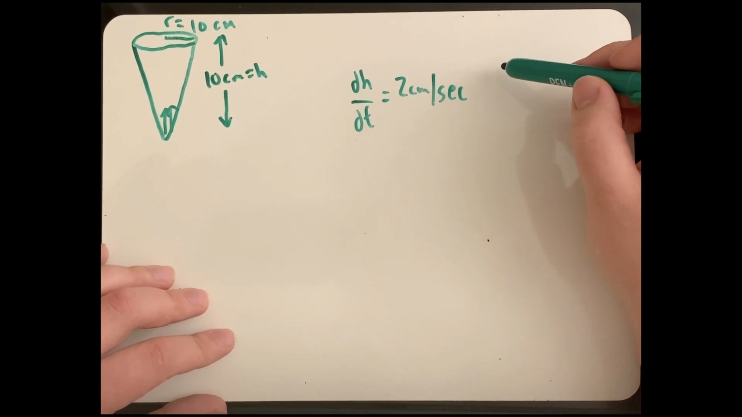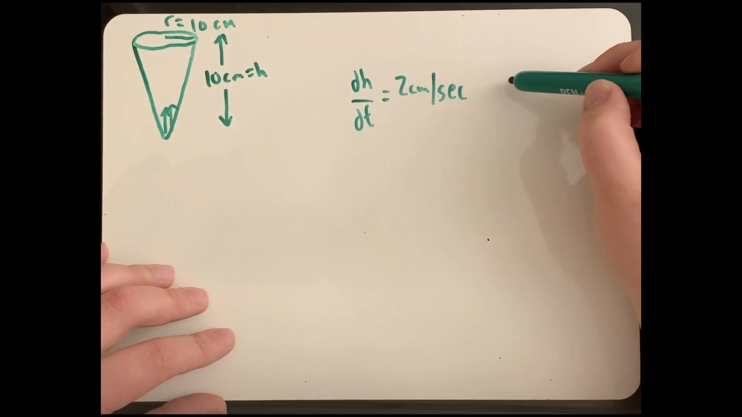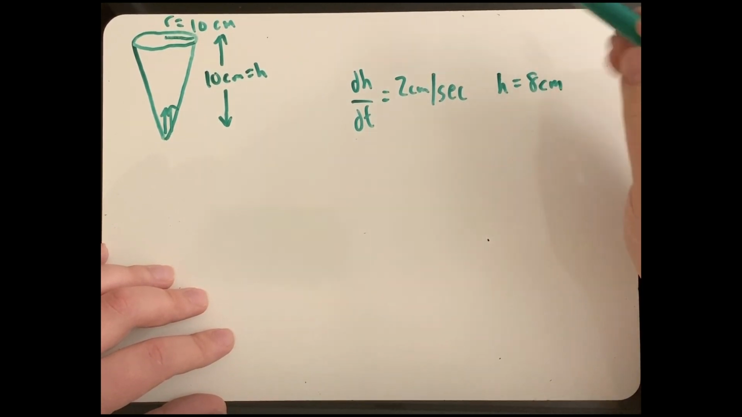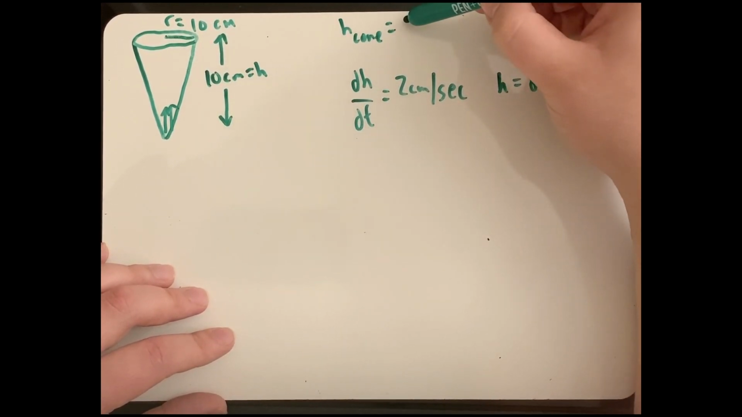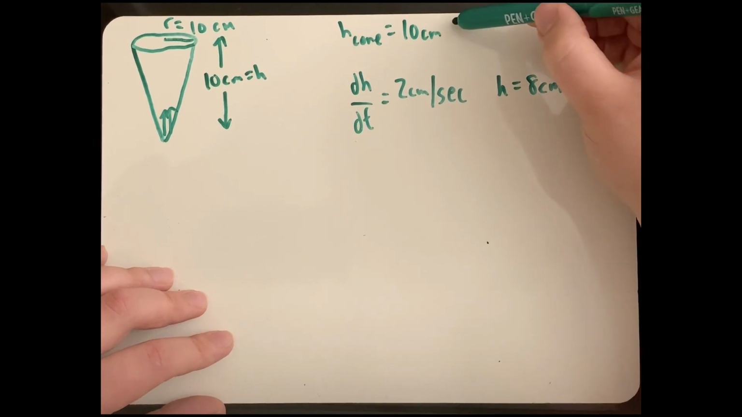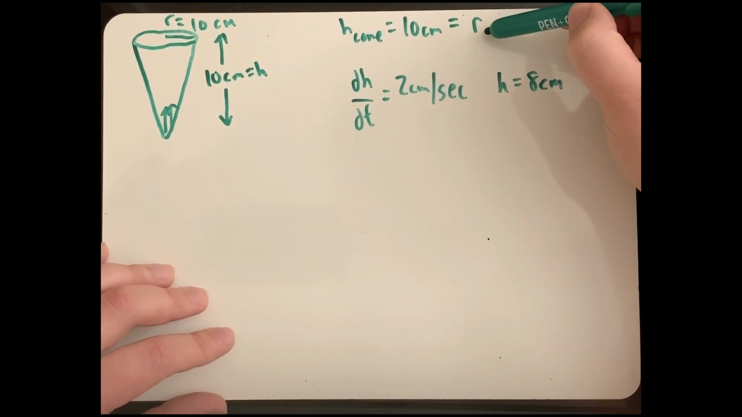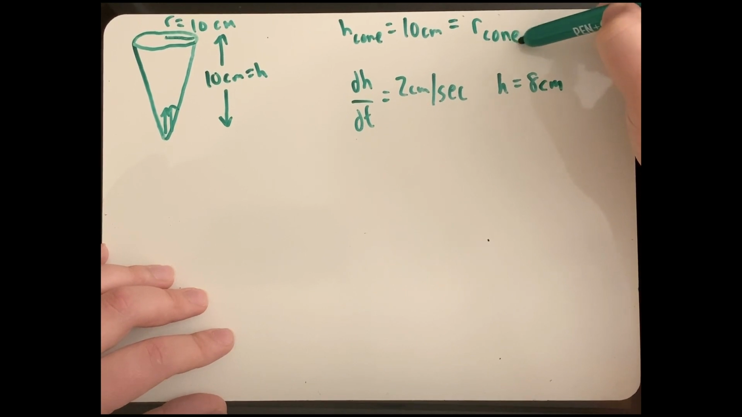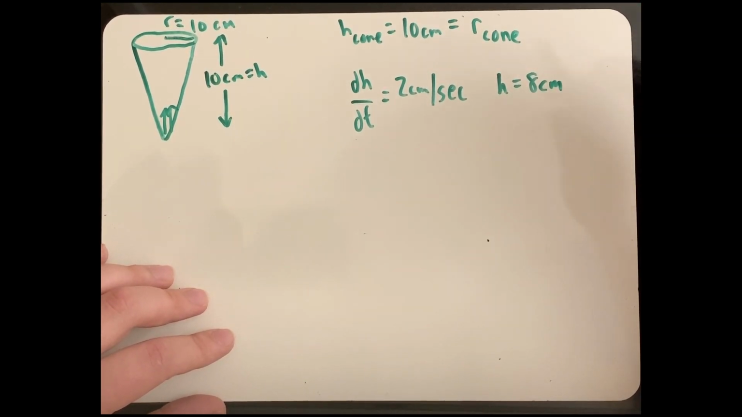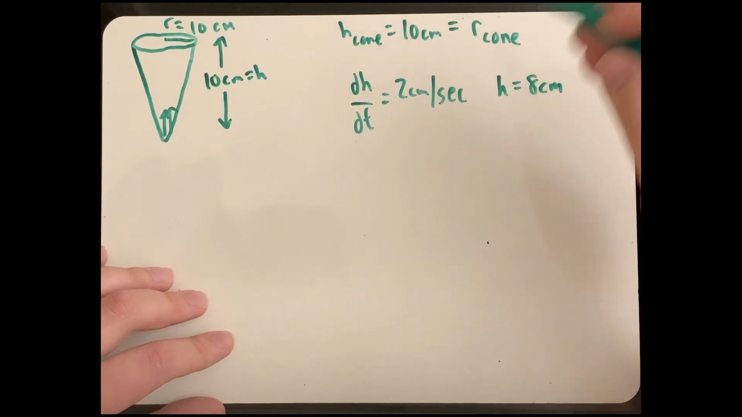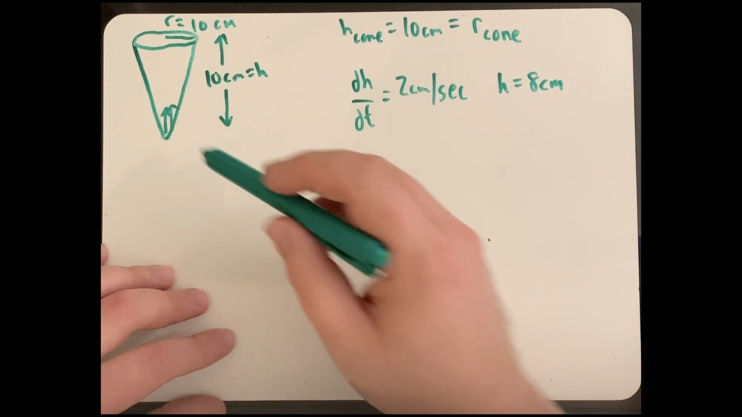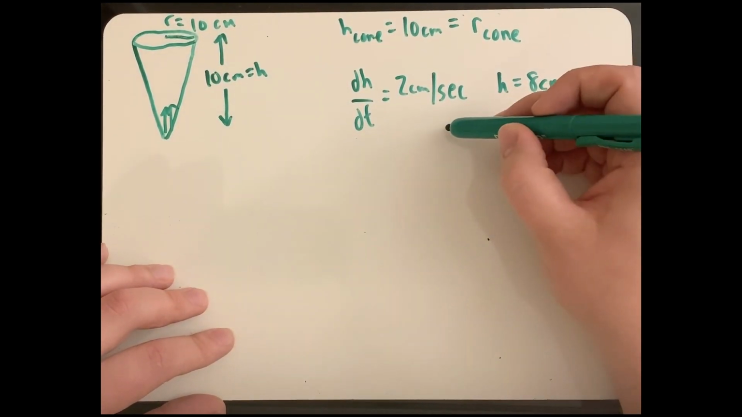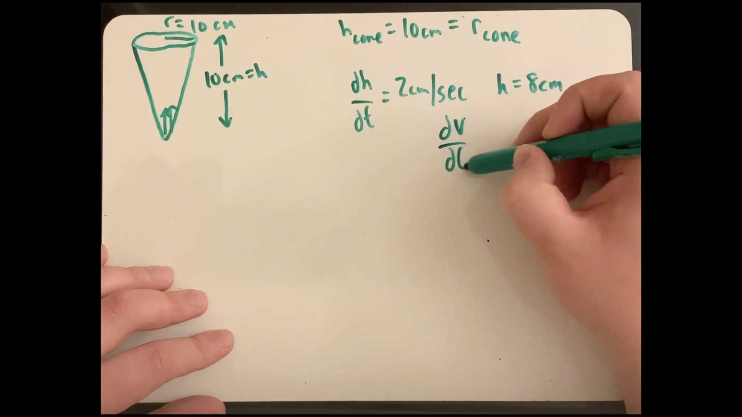We're investigating here when the water level is at 8, so I would say H is equal to 8 centimeters. We have our H of the cone, which is equal to 10 centimeters, which is equal to our radius of the cone, or conical cup, if you want to keep it in terms of that. Okay, we are looking for our rate that the water is being poured into the cup, so that is a rate of volume. So we want to find dV over dt.